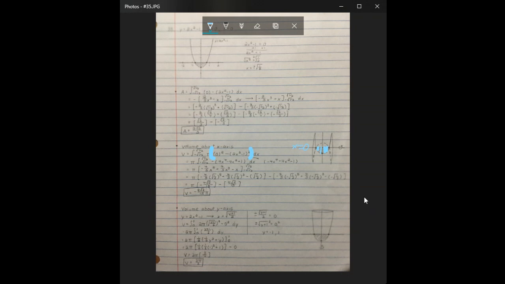Okay, good. Okay, third one. Can you show us your radius when we rotate with the y-axis? Turns like that.